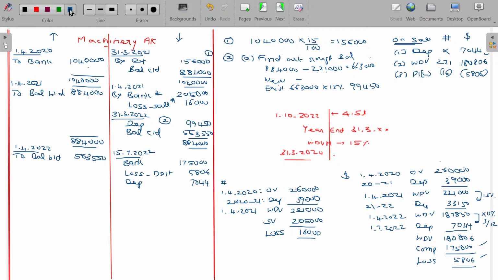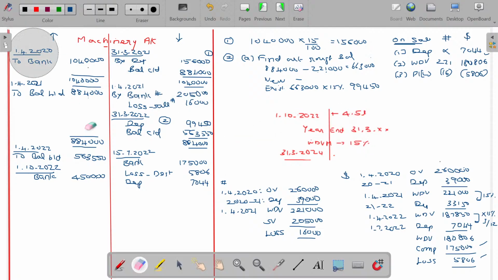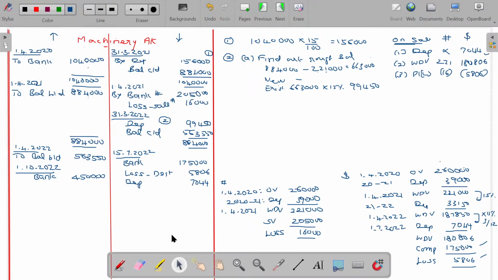After that, I have to go for what? This one, 1/10/2022, we purchased one more asset, which also falls in the same financial year, 22-23. We purchased one more asset from the bank, the value being 4.5 lakhs. Clear? Now I don't want this anymore. Now, how can I calculate the depreciation for the remaining assets in this year, the third year?